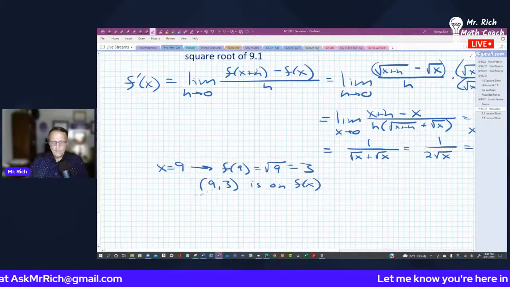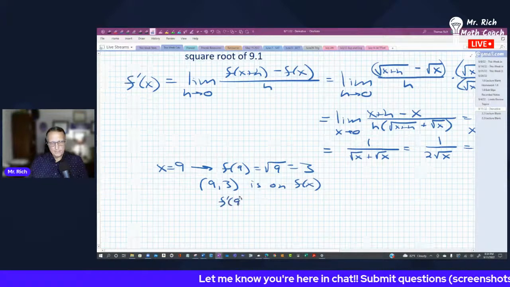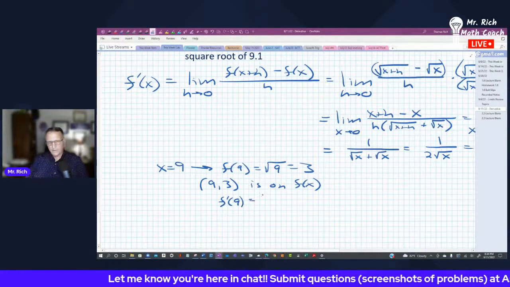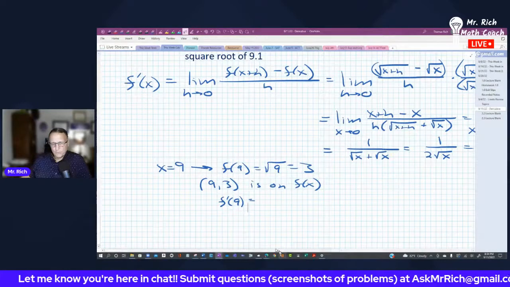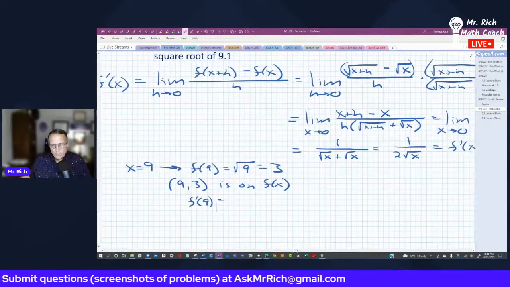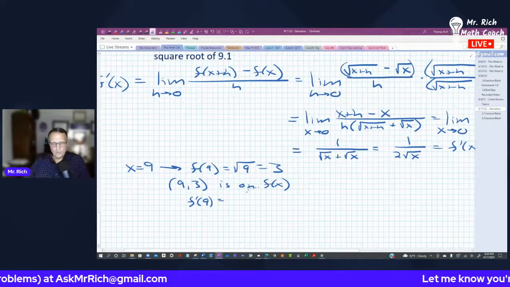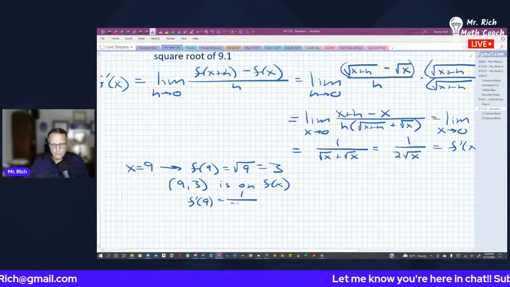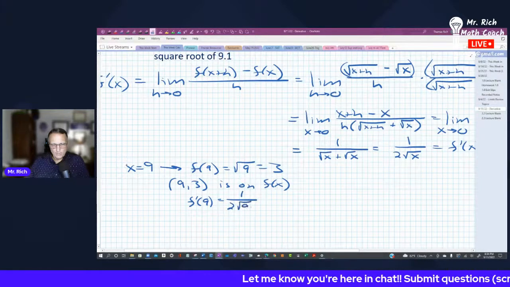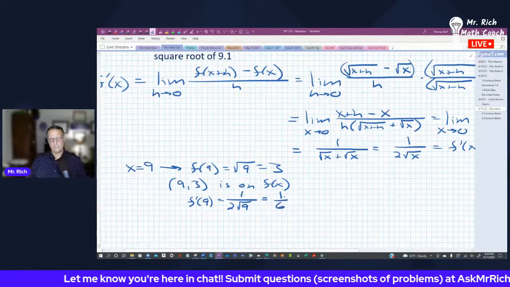But I also want to calculate f prime of 9, because that tells me something about what's happening at x equals 9 on this function, f of x equals square root of x. It tells me the slope of the tangent line. So here's my derivative function. f prime of 9 is 1 over 2 times the square root of 9, which is 1/6.